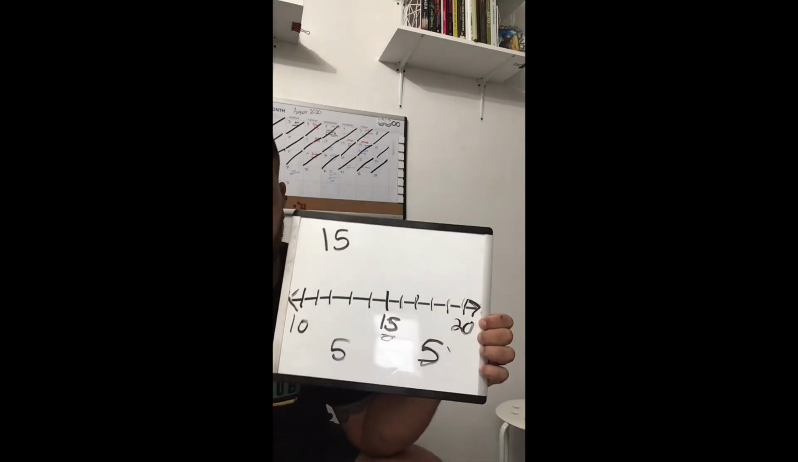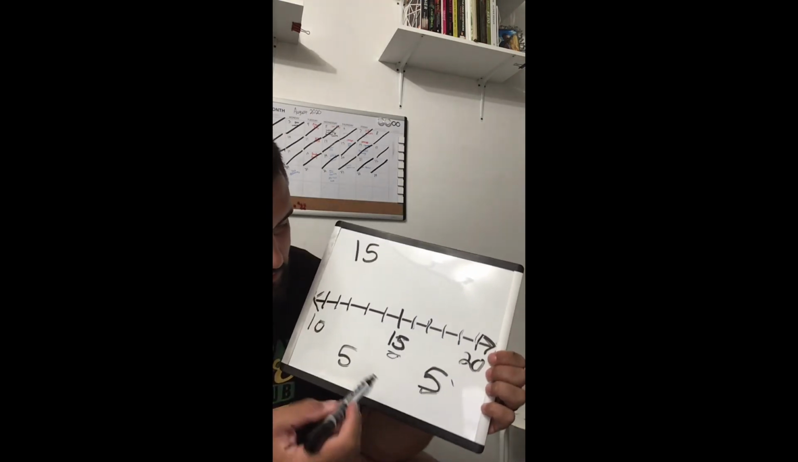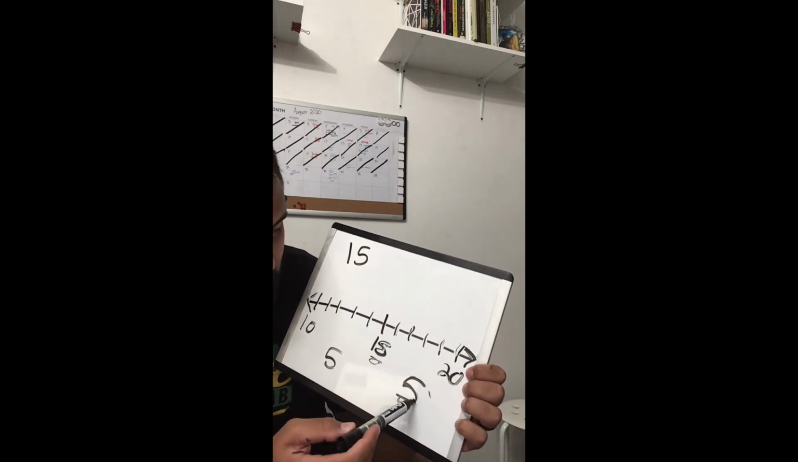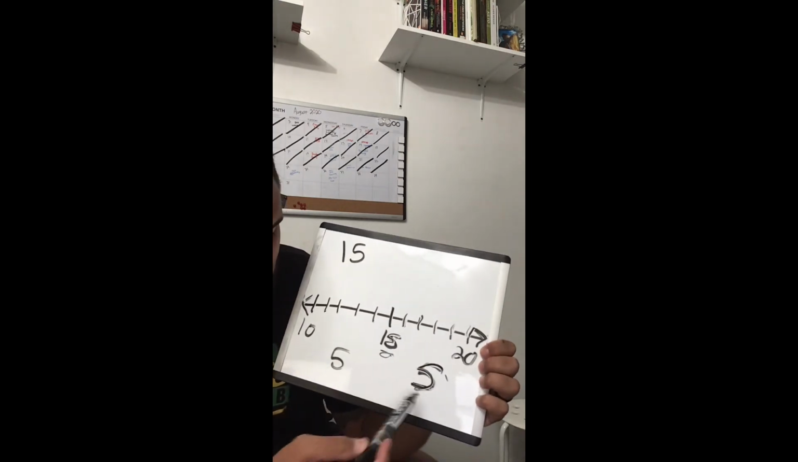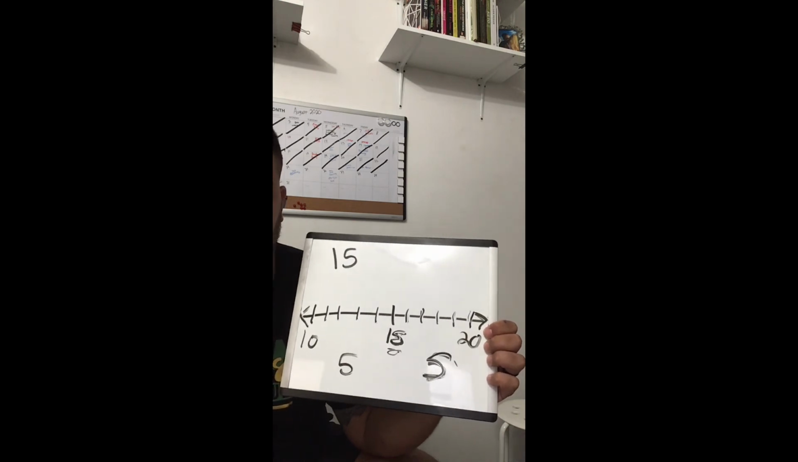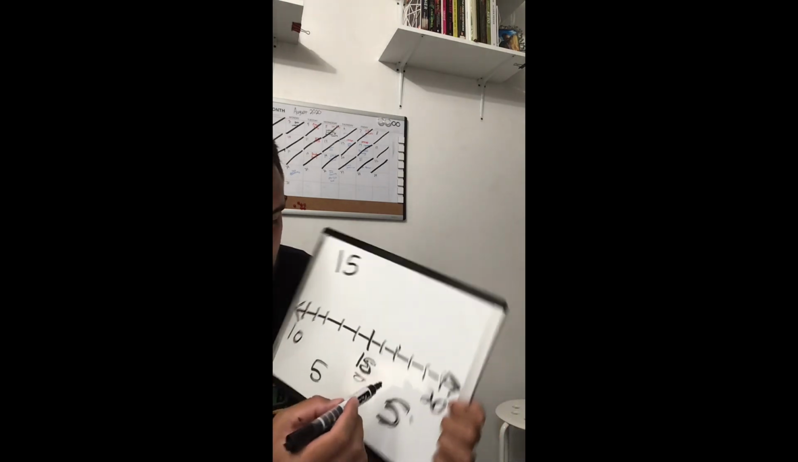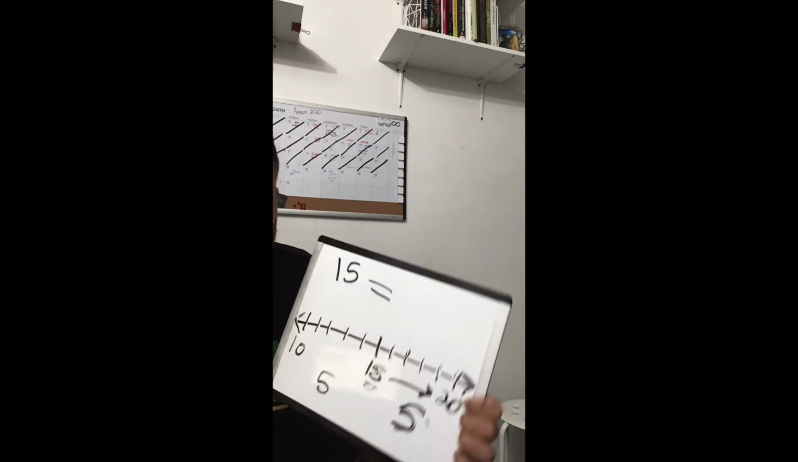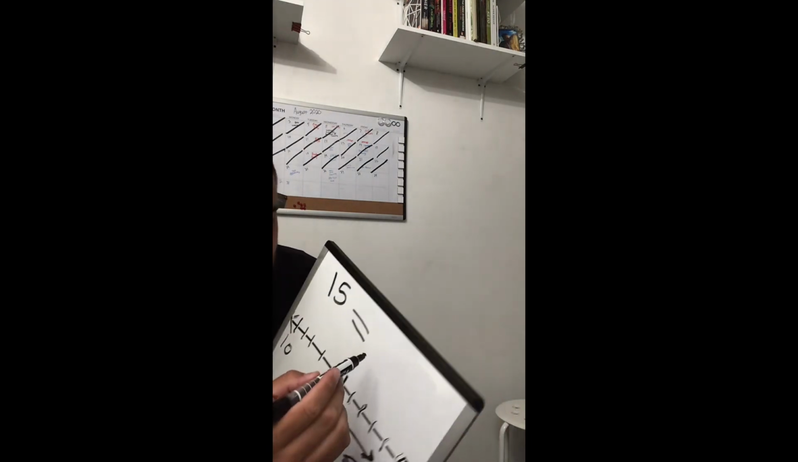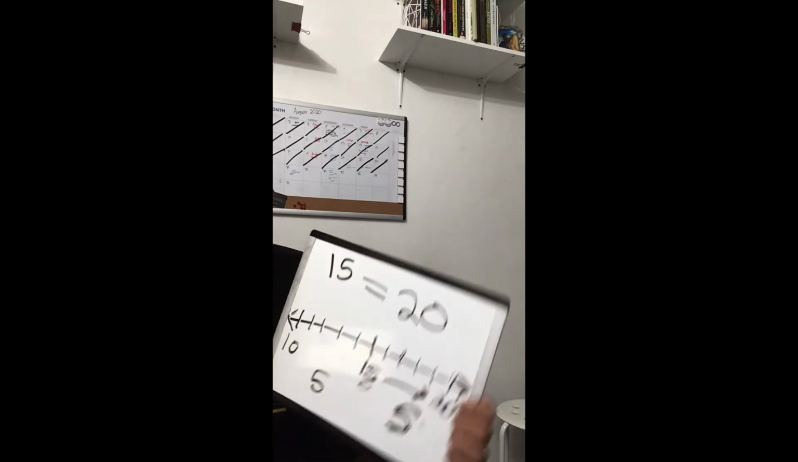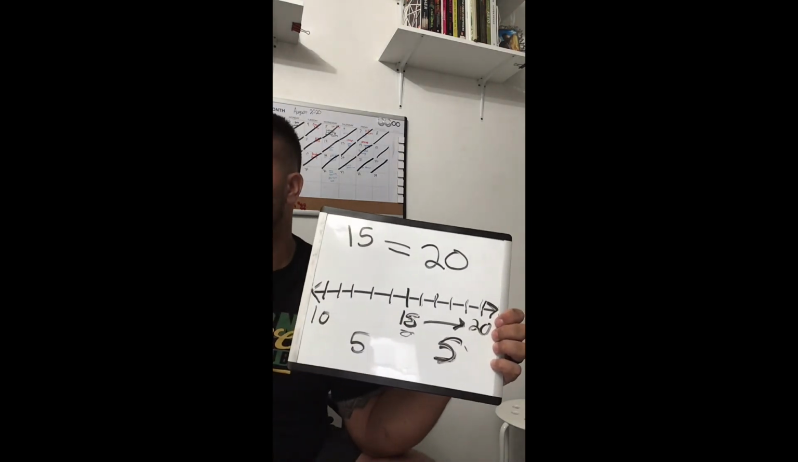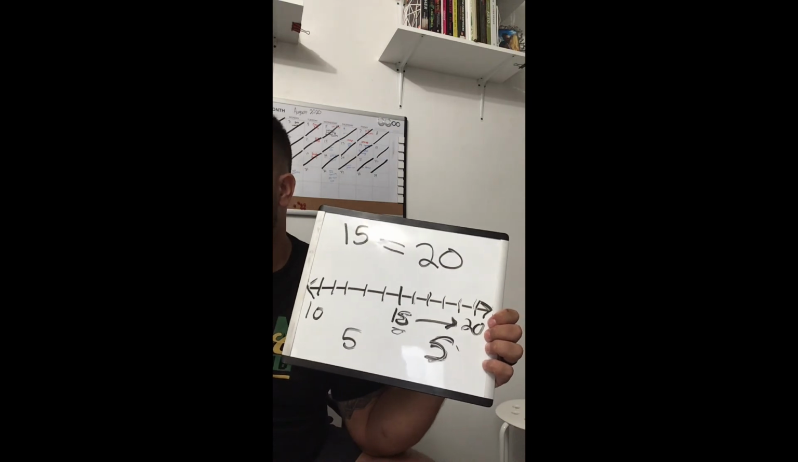So what do we do? If we refer back to our rules, if your number ends in 5, it will be right in the middle. So what do we do? We're going to round it up or round it down? There we go. We'll round it up to 20. So 15 rounded to the nearest 10 is 20. Okay? Does that make sense for everybody?